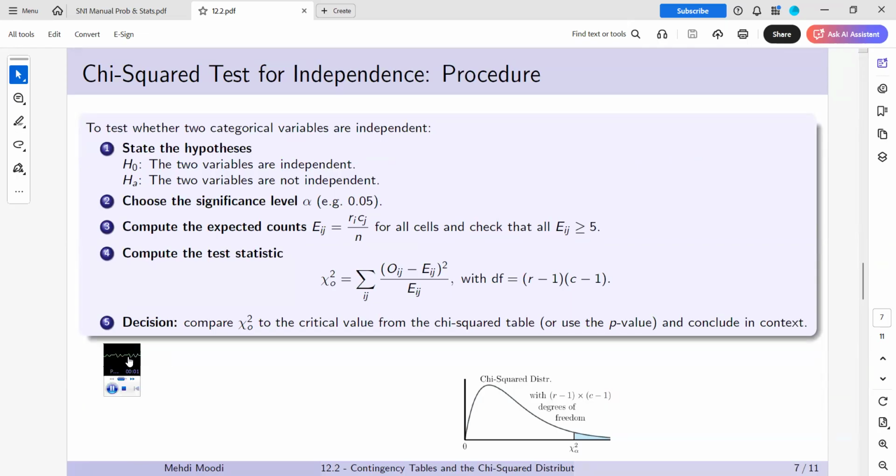This is the chi-square recipe card. First write the boring and the spicy hypotheses. Pick alpha. Build your expected counts. Cook up chi-square. And then ask, is this value so big that independence looks unrealistic? The final answer should always be in proper language. We either reject the null or do not have enough evidence to reject the null.